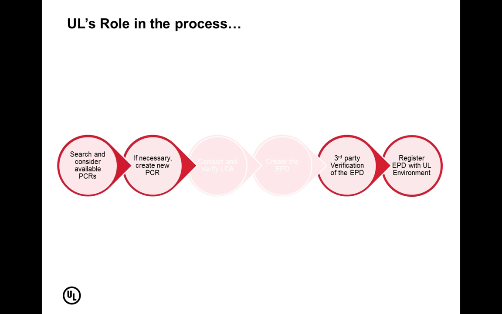So as a program operator, UL focuses on the first part and the last part of this process. First, we help people search and consider available PCRs, create new product category rules, and then we also institute the third-party verification of the environmental product declaration and the registration of the EPD with UL Environment.